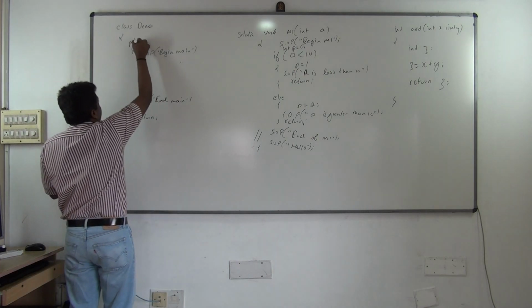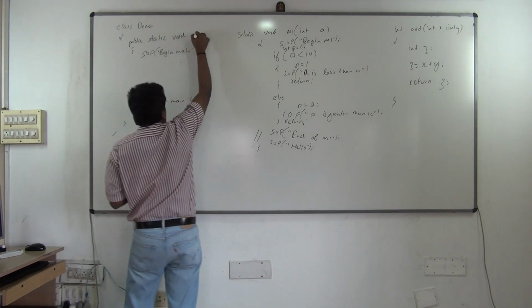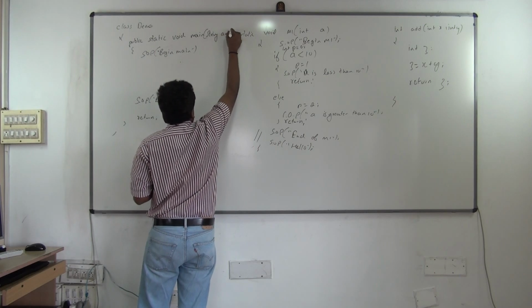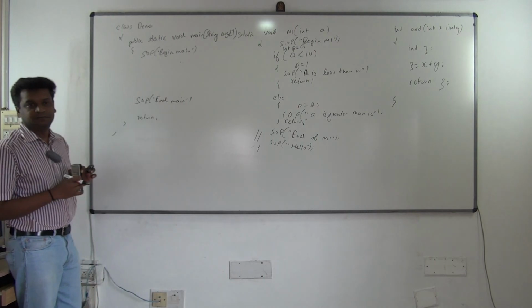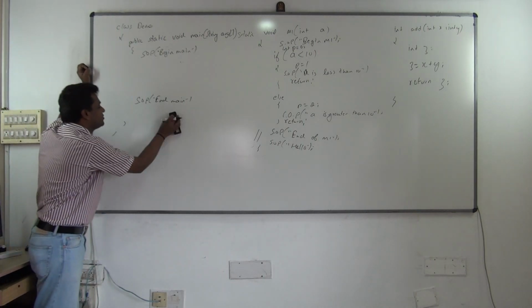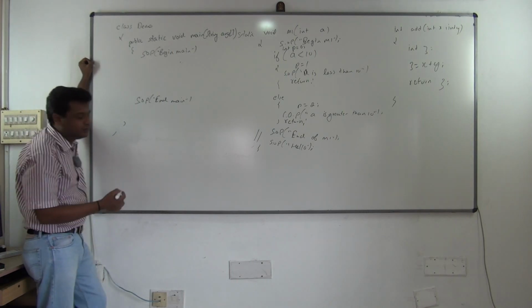This is actually how you write it. Till now I was writing it in shortcut, but main is always written like this: public static void main, String args. This is the method. So if I use return, what happens? First, let us normally see the execution of main. If you don't use return, let's see what happens.